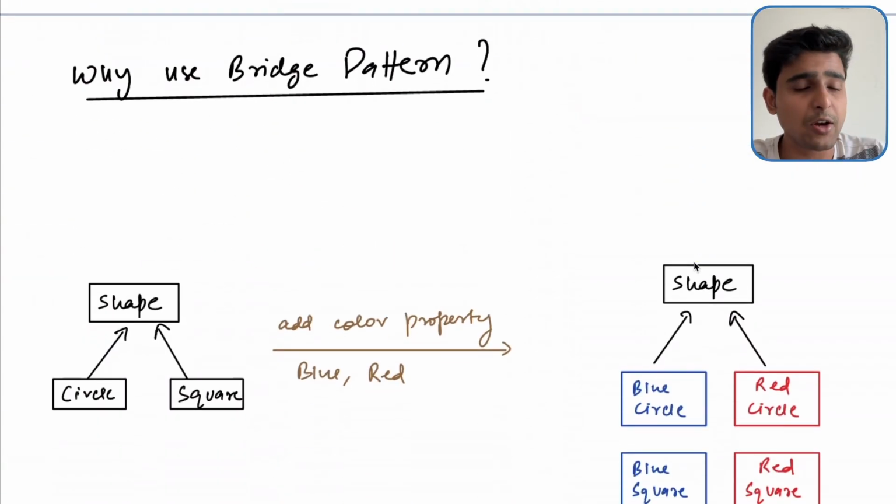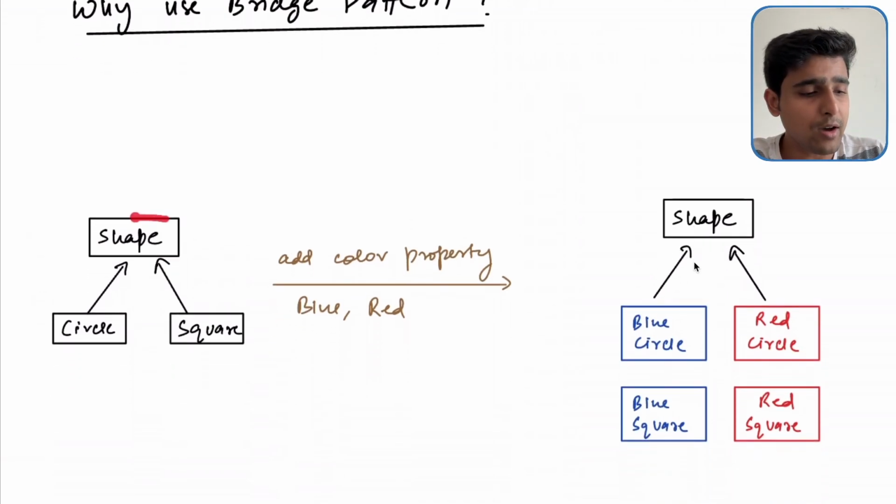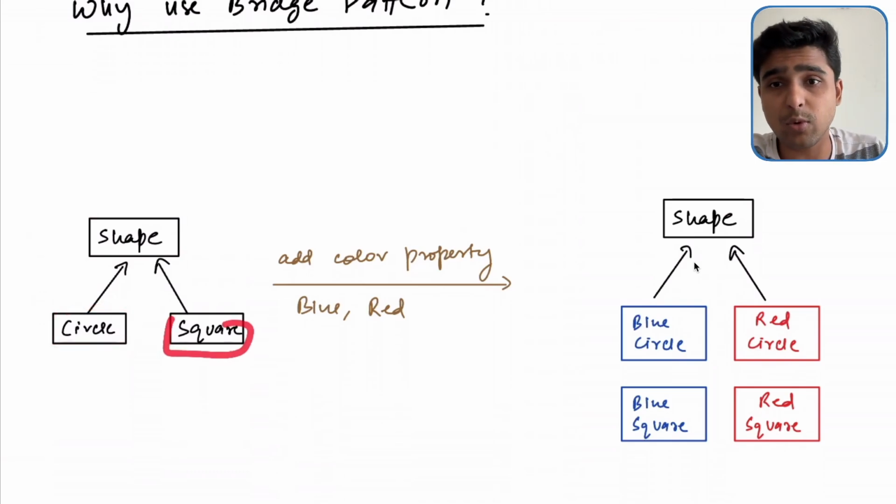So let's start. Why use bridge design pattern? Consider a scenario where you have a shape class. It's an abstract class you can consider, and you want to create different types of shapes. So you create a circle class which extends this shape class, and it has a property of a circle. Similarly, you create a square class, and so on. You can create other classes as well.